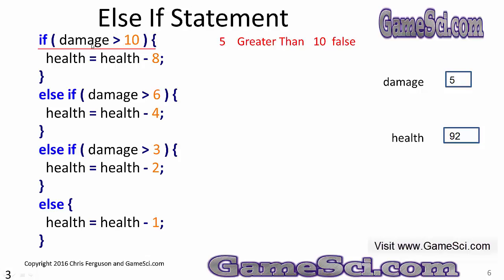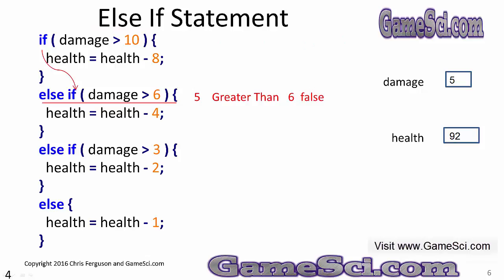Damage contains a 5, so damage greater than 10 will evaluate as 5 greater than 10, which is very much a false statement. When the if statement is false, what do we do? We go to the else and follow this line. This if was false, so I'm going to execute this else. Well, what's immediately following that else? Another if statement. And in that other if statement, damage is greater than 6. I'm taking slightly less damage. 5 greater than 6 is still a false statement.